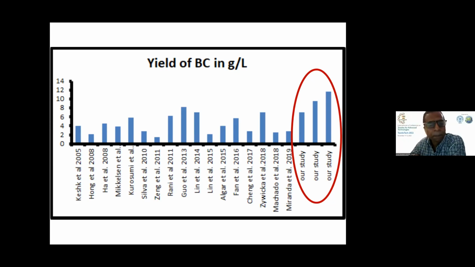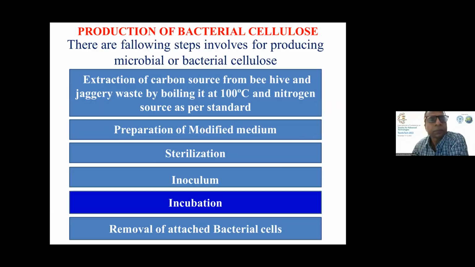So these are the results of the comparative study of yield, which other researchers got, and what we have achieved during this research work. It can start from 2 grams per liter and reach up to 4, 5, 6, and maximum up to 8. But here we started from 7, and now we have reached up to 12 grams per liter of bacterial cellulose yield during the incubation of 64 to 67 hours.